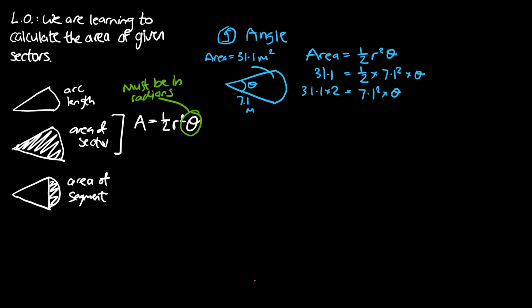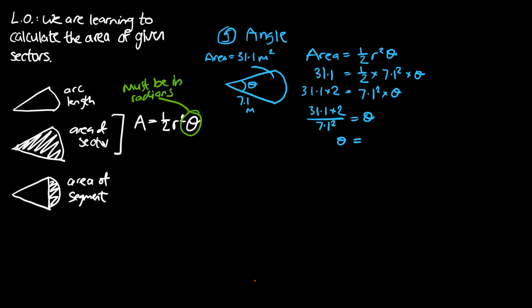7.1 squared is multiplication. Let's move it to the other side as division. So it's going to be 31.1 times 2 divided by 7.1 squared. And that there will be equal to the angle of our shape. So the angle will be equal to, let's plug this into our calculator.